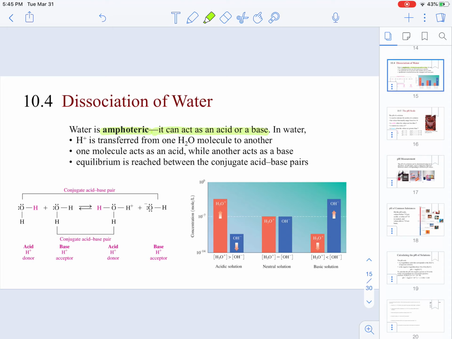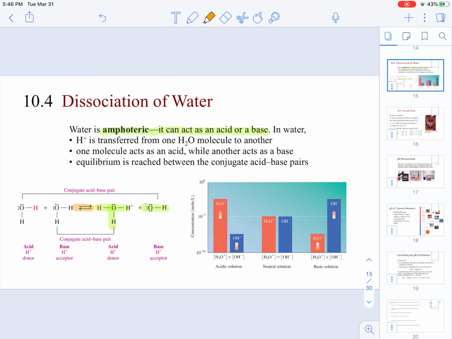If we have a solution of pure water, these exchanges are going to happen very fast. So water can actually attack itself and act as an acid, but also act as a base. So that means that for very short periods of time, water is going to be forming hydronium ions and hydroxide ions. Now, you can see that this system is in equilibrium by the arrows that we have seen.